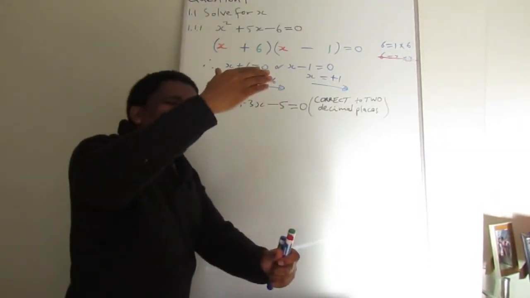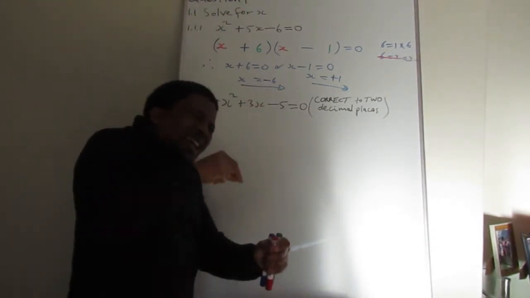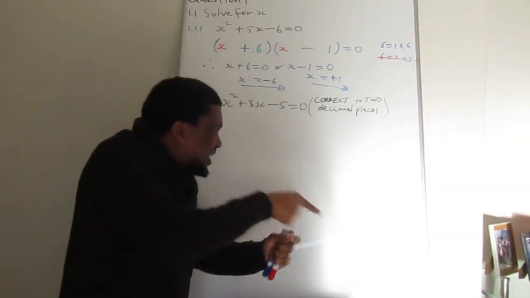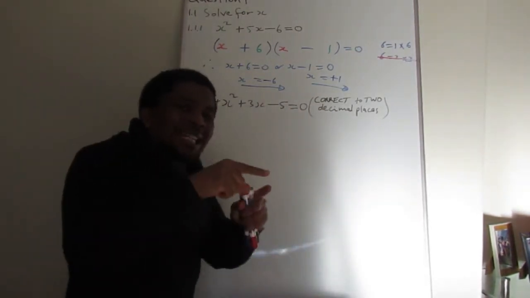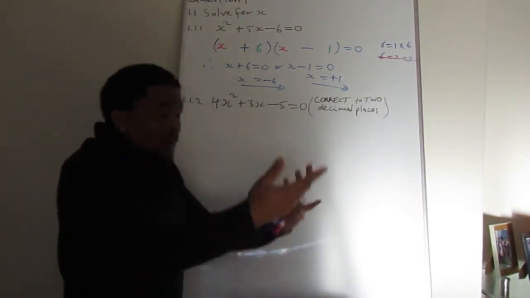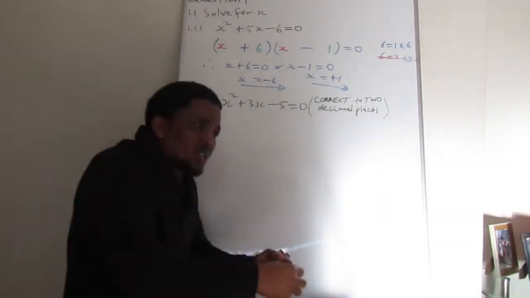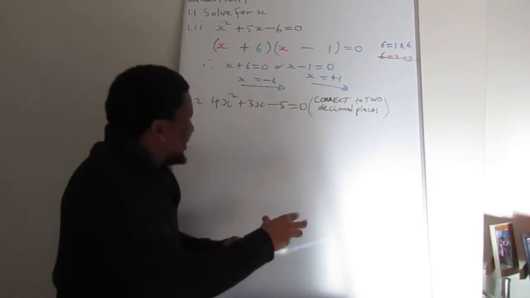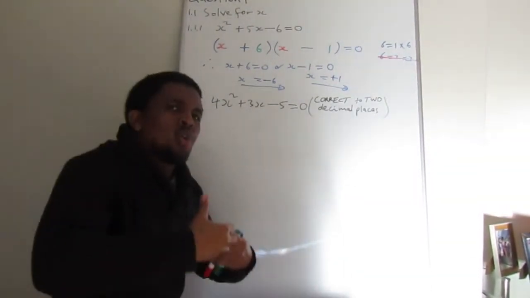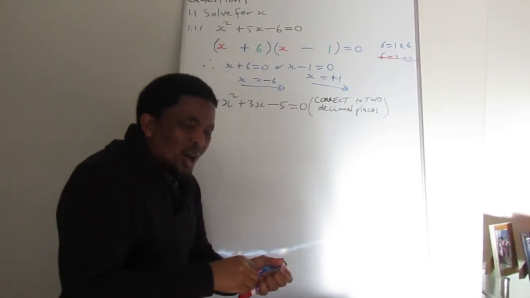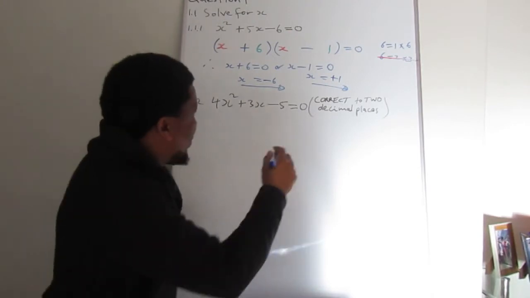Once the examiner says correct to 2 decimal places, what does that mean? It means that the equation given cannot be factorized. So once an equation cannot be factorized, what do you do? You are going to use a formula. This is the formula that we use in this case.